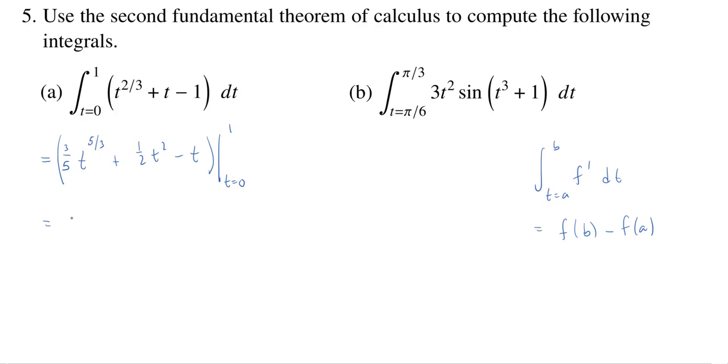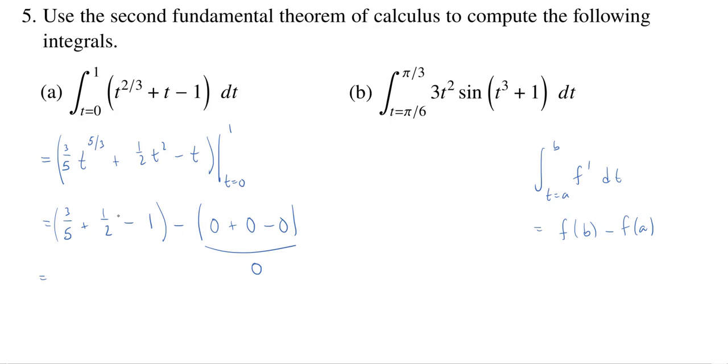It's pretty easy to evaluate it at 1. When we evaluate it at 1, all of these t's to an exponent just become 1, so we actually just get the coefficients. So we get 3/5 plus 1/2 minus 1. Now we need to subtract what happens when t equals 0, but this is fantastic. When t is equal to 0, I get 0 to a power times something, 0 to a power times something, minus 0. 0 plus 0 minus 0, that's all 0. So we're not worried about that.